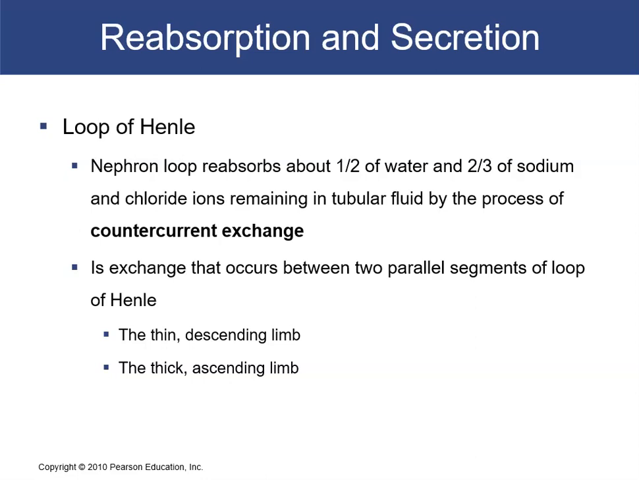This process, countercurrent exchange, even people at graduate level renal physiology have a very difficult time understanding. I'm going to very briefly outline what this is and highlight what I want you to know. I do not want anybody trying to figure this out in excruciating detail. We'll keep it very, very simple. This countercurrent exchange is an exchange that occurs between the two parallel segments of the loop of Henle, the thin descending portion of the loop and the thick ascending portion of the loop.